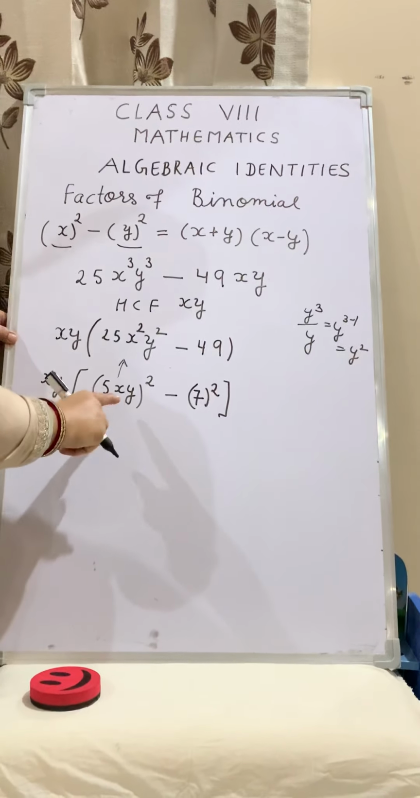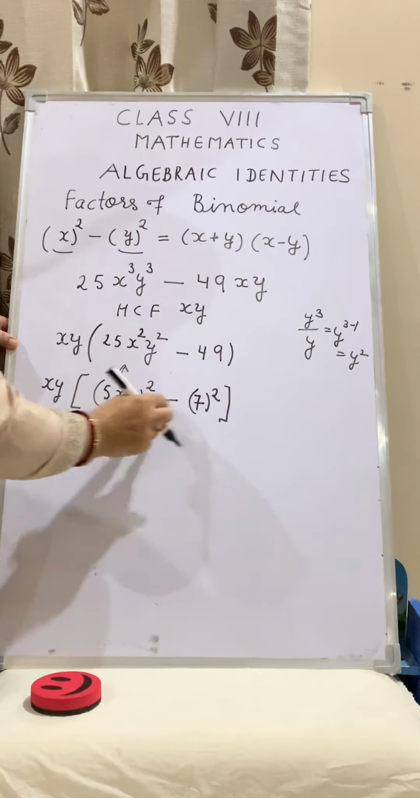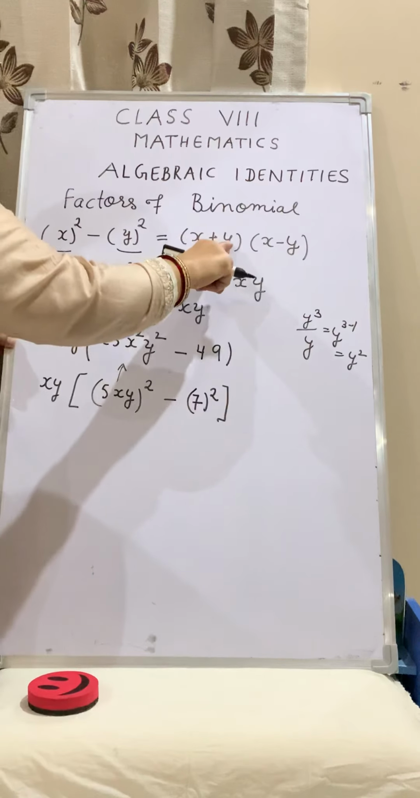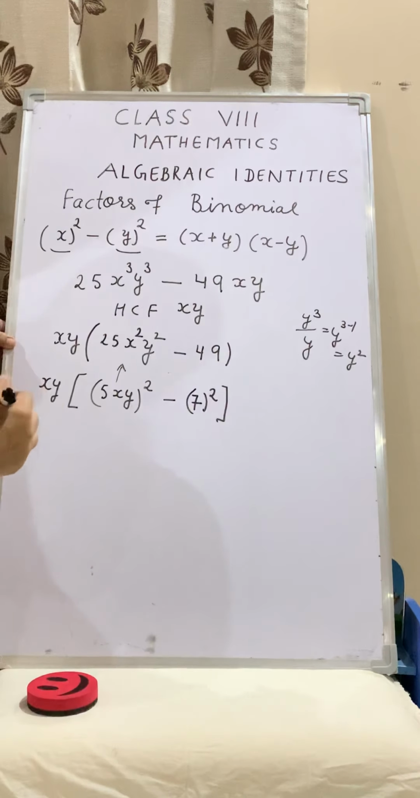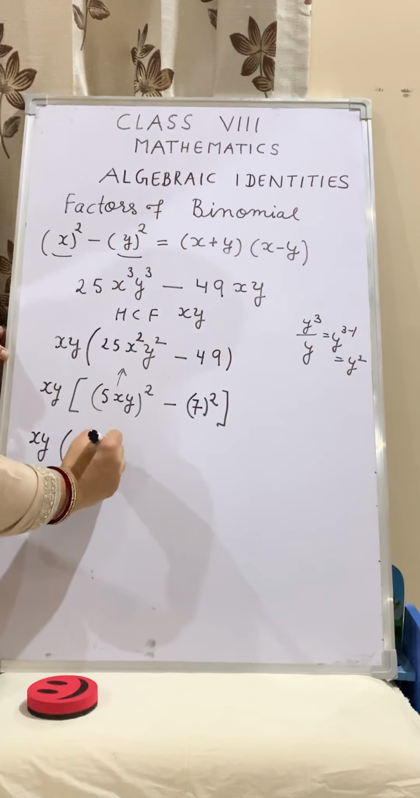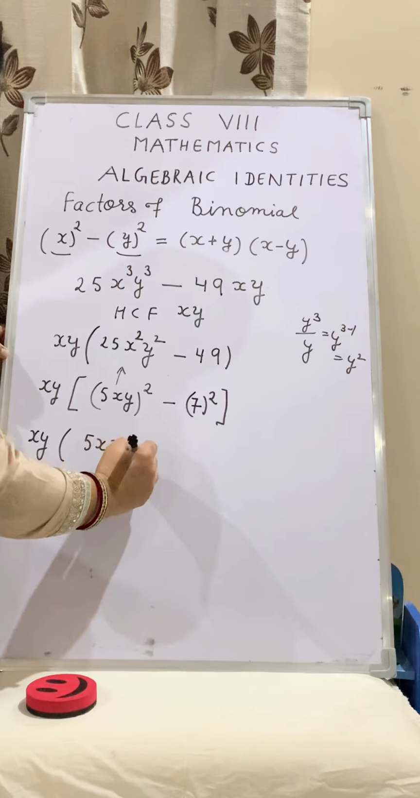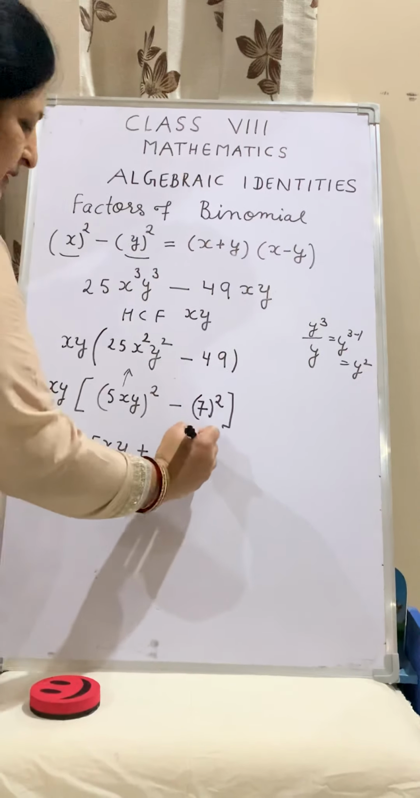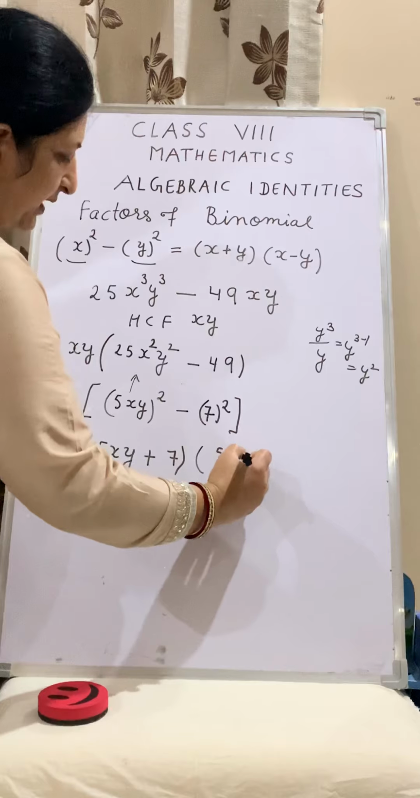Factors of first whole square minus second whole square, it is first plus second and first minus second. We will write 5xy is the first, plus second is 7. 5xy plus 7 and 5xy minus 7.